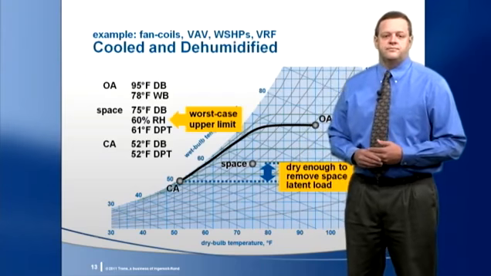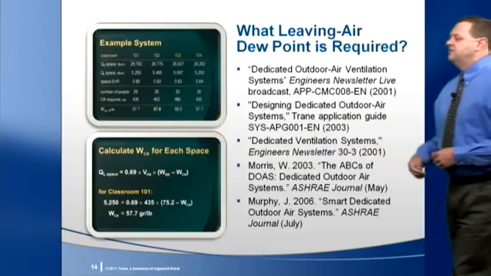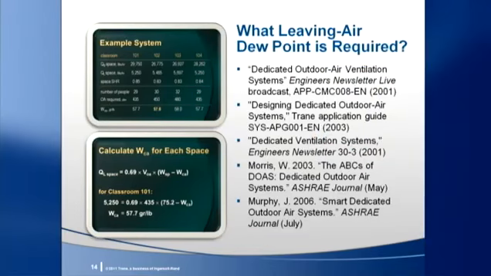a higher limit. Back in 2001, we produced an E&L broadcast on dedicated outdoor air systems, where we walked step by step through the process of determining the required leaving air dew point. This is a critical step that we often see overlooked. If you are designing these systems, go back and watch that broadcast, or read some of the articles or other publications listed here. They're also listed in your bibliography. They also document this step-by-step process.